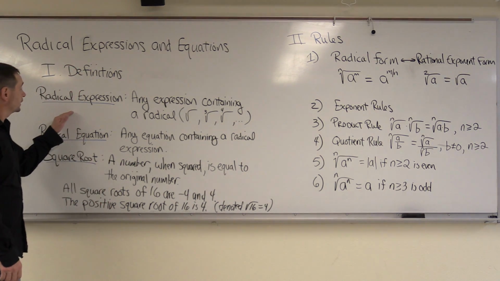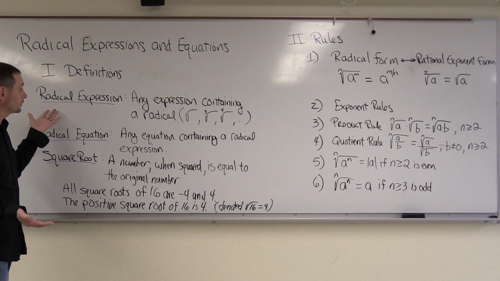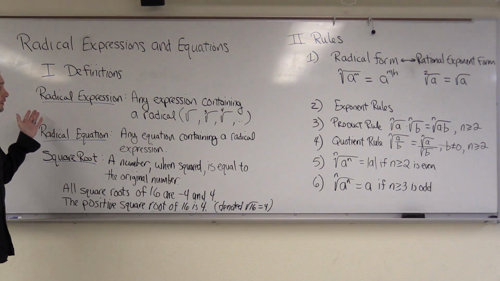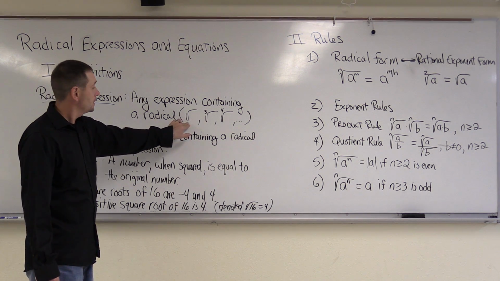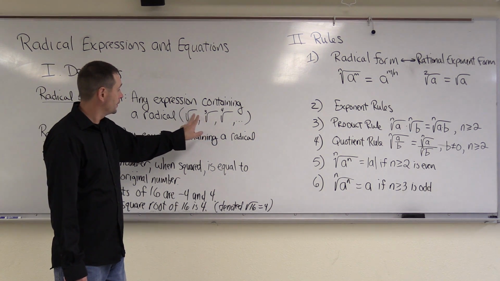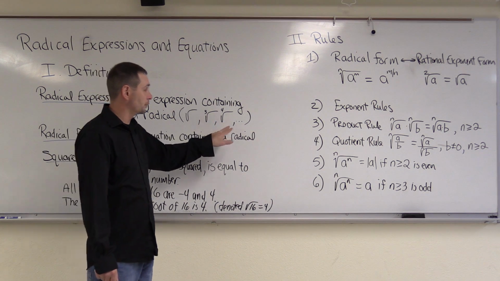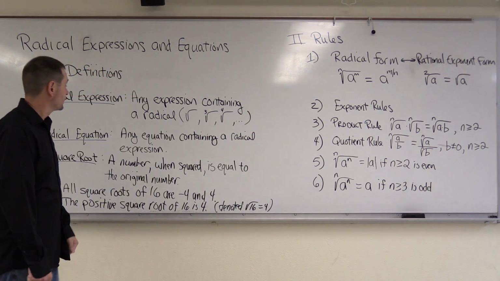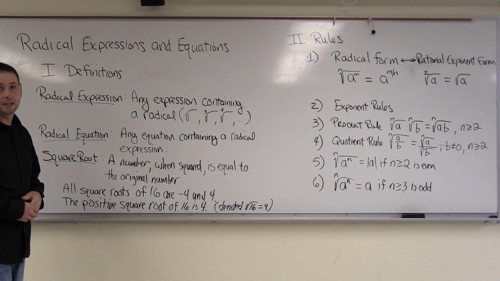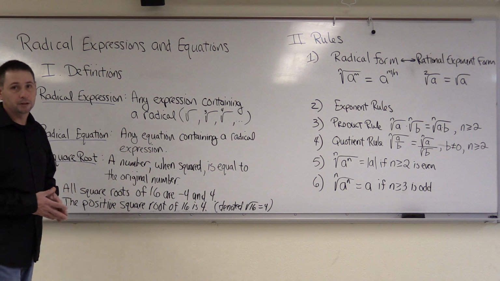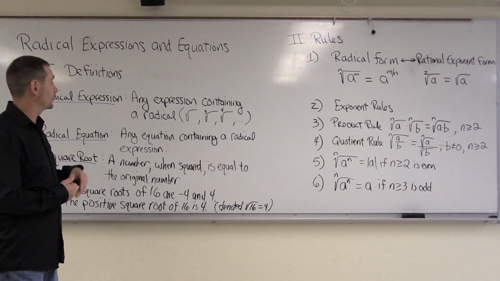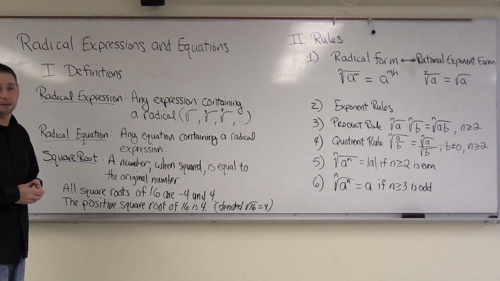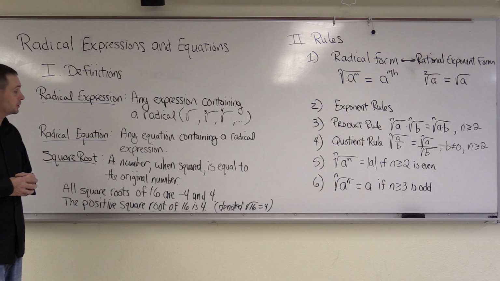So the very first thing I want to talk about is what the heck is a radical expression? A radical expression is just any expression that contains a radical. The radical is this symbol. It could be a square root, a cube root, fourth root, and so forth. A radical equation is just any equation that contains a radical expression. And so with equations, we'll solve for the variable. With expressions, we're going to simplify, just as we did with other topics.